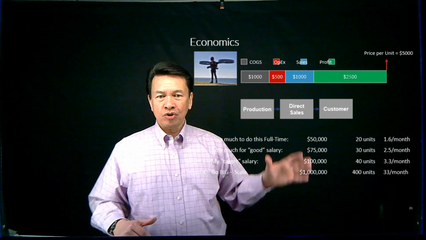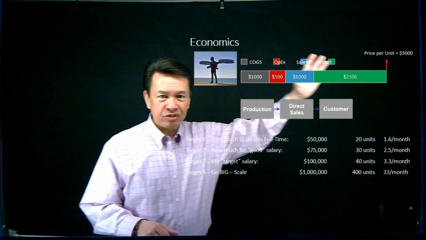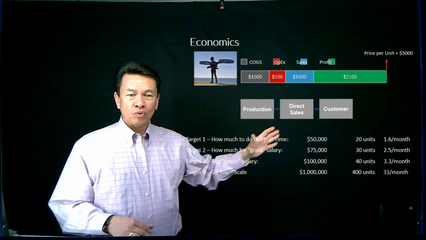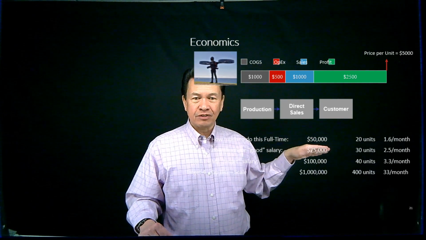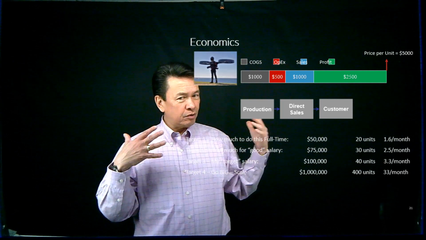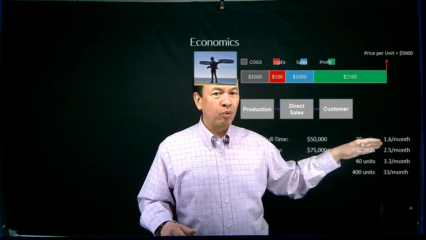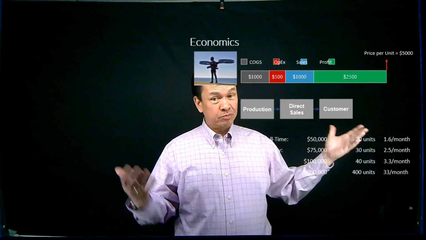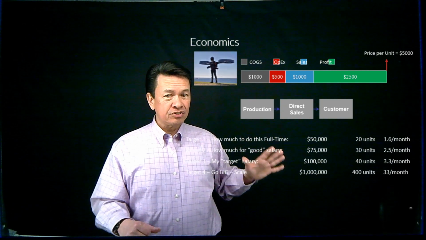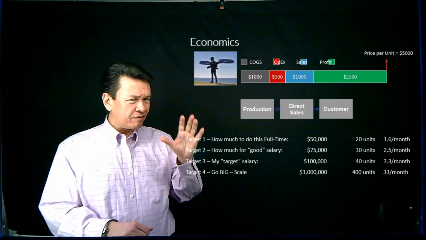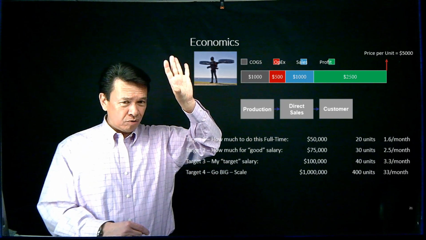So now if I use these numbers that I've broken down into my chart, my targets, in order to get to my level of $50,000, how much do I need to be able to do this full time? I need to sell 1.6 of these a month. And I'm sitting there going, okay, selling 1.6, I don't think that's that tough of an ask necessarily. I think that's doable.